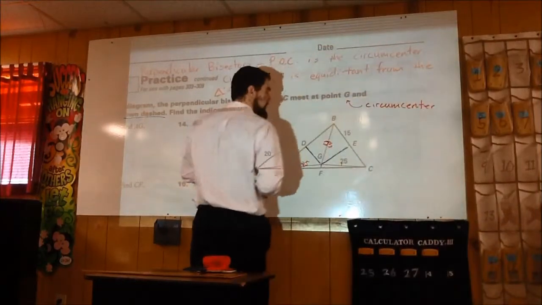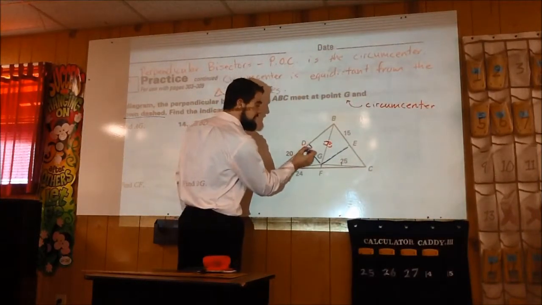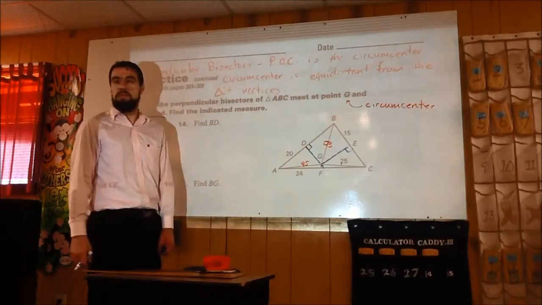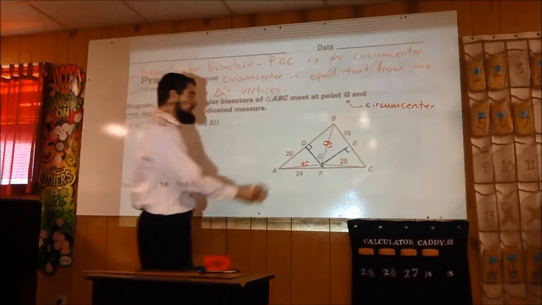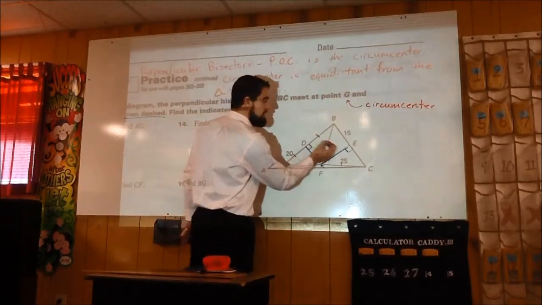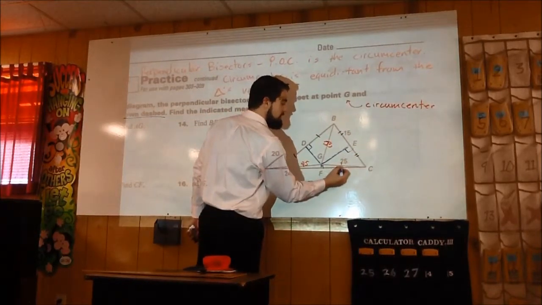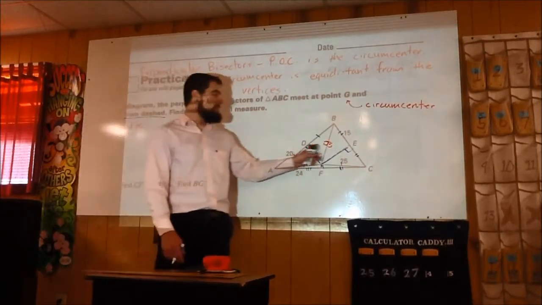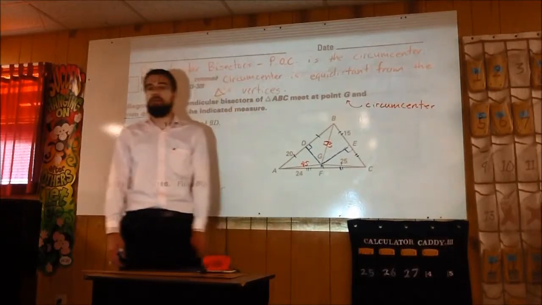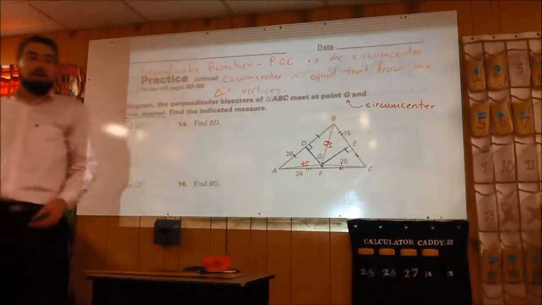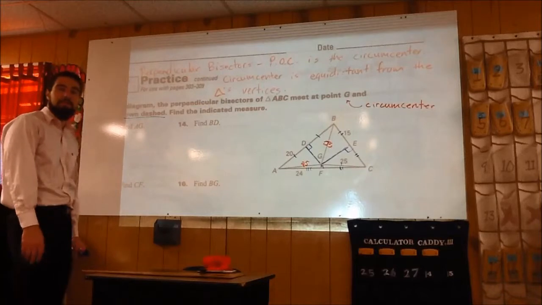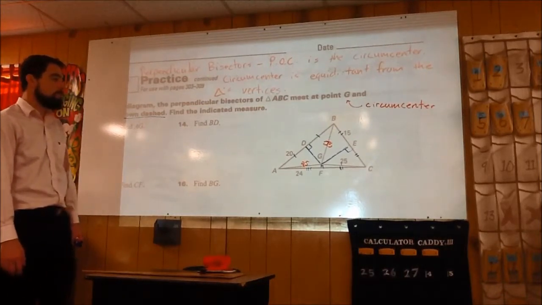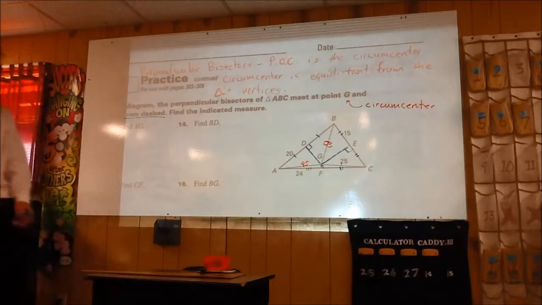So if these are the perpendicular bisectors, well then they all need to be perpendicular. And if they're bisectors, that means they're bisecting these sides. Which means what about point D, point E, point F? They're all midpoints. They have to be midpoints because these are perpendicular bisectors. Okay, let's start answering these questions then.